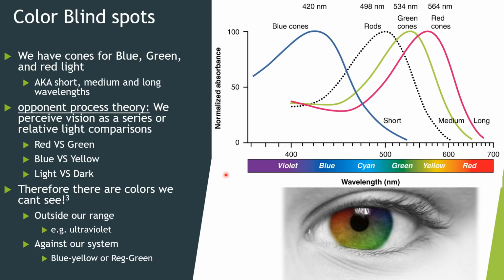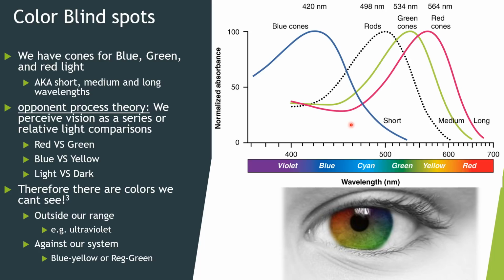Okay, so just like there are visual blind spots associated with the optic nerve, there are also color blind spots, and these come from the way that our eyes perceive colors. Remember that we have cones for blue, green, and red light. This is also approximately cones for short, medium, and long wavelengths, kind of shown here in this graph.